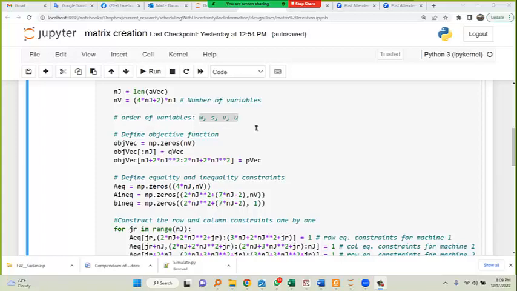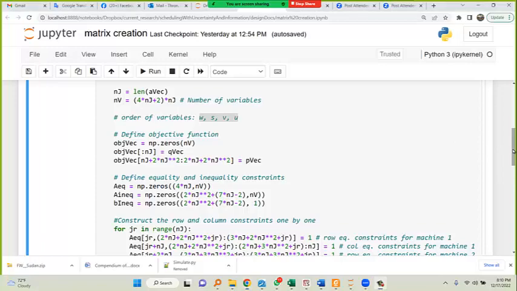Okay, so now we have the constraints involve these variables, W, S, V, and U. So in fact there should be a matrix for each one of these. There should be a matrix for W, a matrix for S, a matrix for V, and a matrix for U.